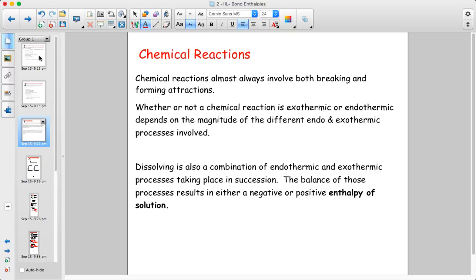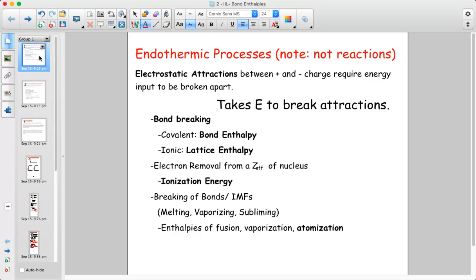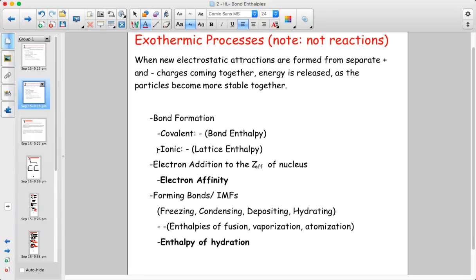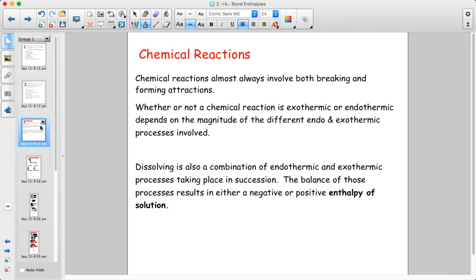So again, just to recap, I'm pointing out that there are certain processes that are endothermic, and they're always when you break things apart that are attracted. There are certain processes that are exothermic, and that's always when things that are attracted come together. And then the net enthalpy change, the delta H, is a balance of those two things. And you have to look at what's being pulled apart and what's coming back together.